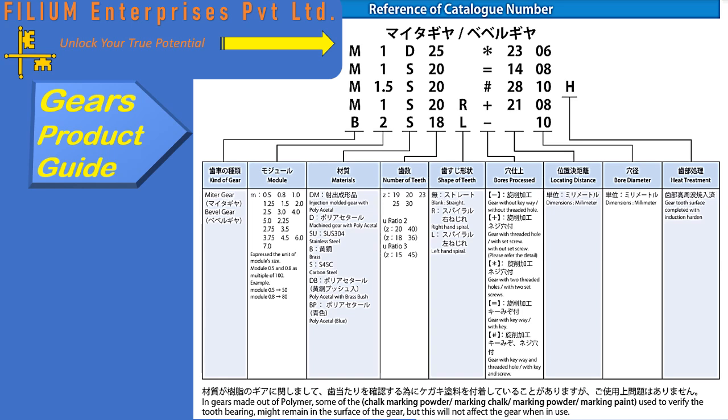Next, you will see that we've got this 23, which is the locating distance, followed by the bore diameter, which is the two digits after that. And finally, you have the heat treatment option, and you'll see an H for that at the end, meaning the tooth surface is completed with induction hardening. So that's pretty much it for the product code.